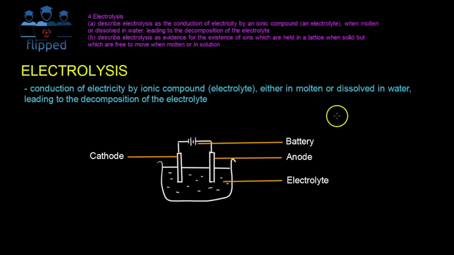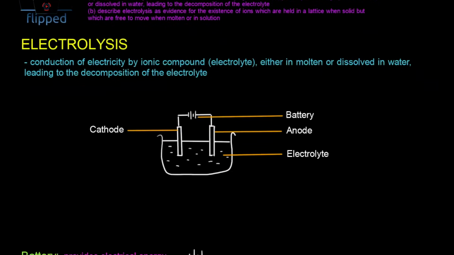So this is a setup of a basic electrolysis experiment. What we have here on top is the battery. This is a cathode, and this is an anode. Together they make up the broader term of electrode, which we'll talk about later. And this pool of water, which is not water, it's actually ions being dissolved or molten. They are called electrolytes. We'll talk about them in detail as well.